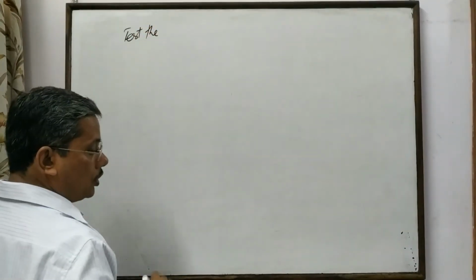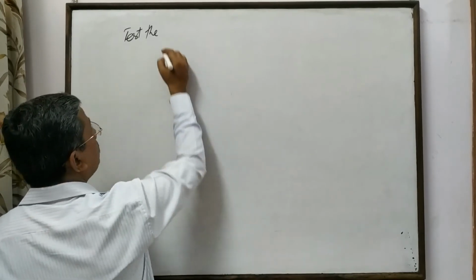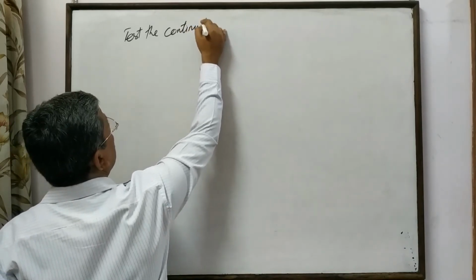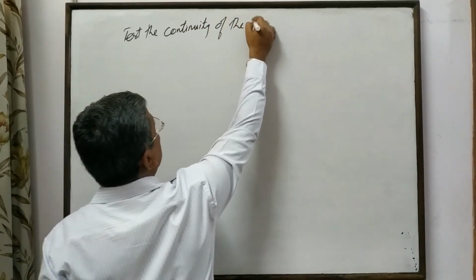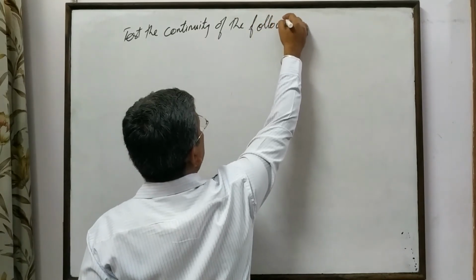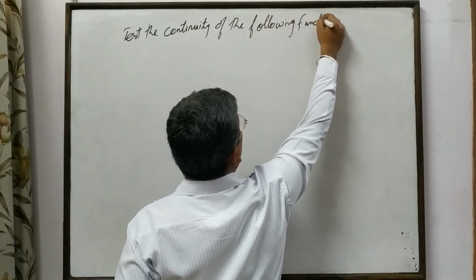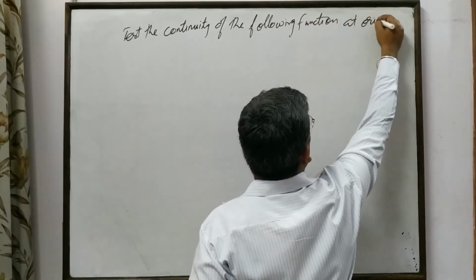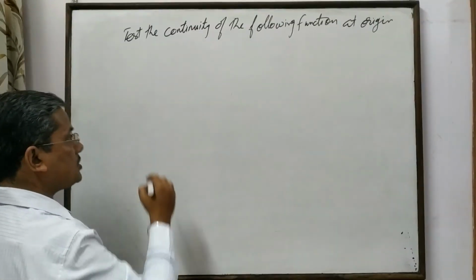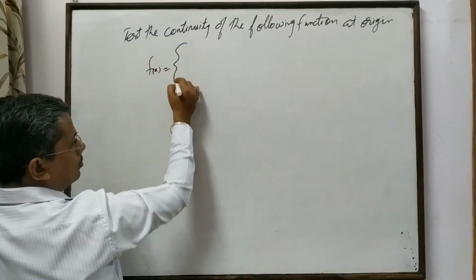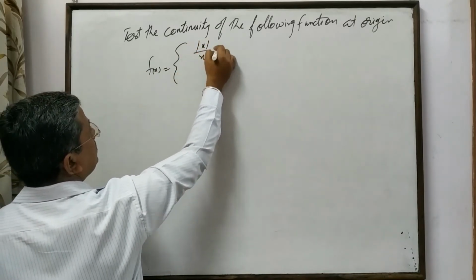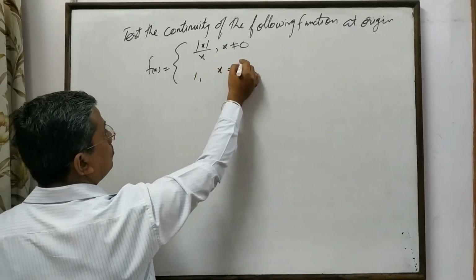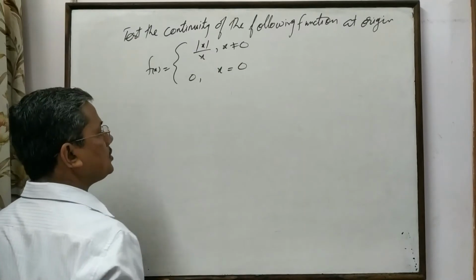Test the continuity of the following function at origin. f of x is equal to mod x upon x when x is not equal to 0, and 1 when x is equal to 0, or you can say 0 when x is equal to 0.